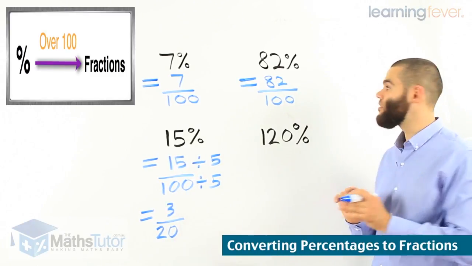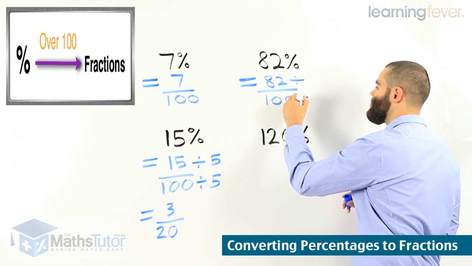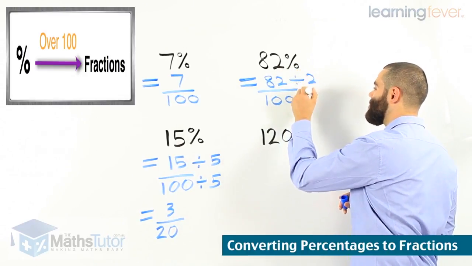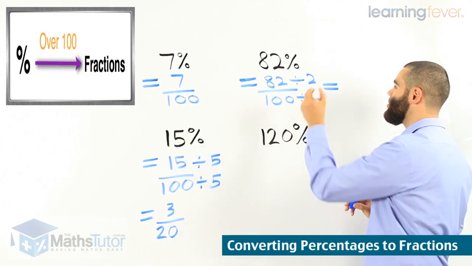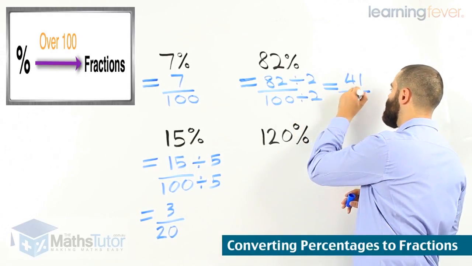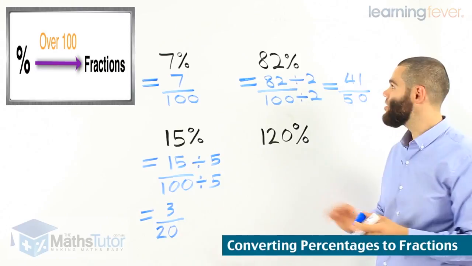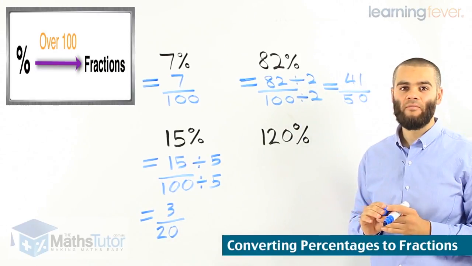Again, the same rule of simplifying fractions. We look for the highest common factor, divided by the highest common factor. In this case, it's going to be 2. Our final answer, 82 divided by 2 is 41. 100 divided by 2 is 50. That is our simplified fraction. 82% is exactly the same as 41 out of 50.